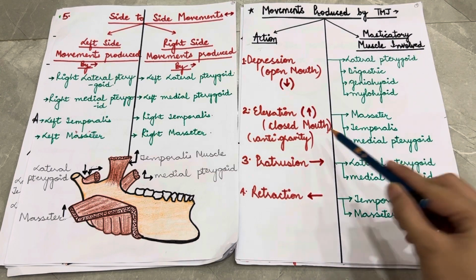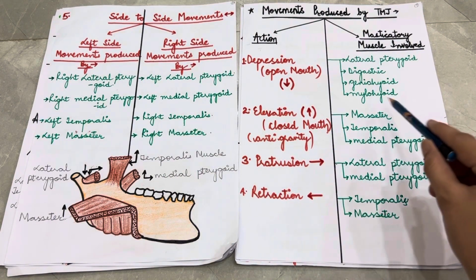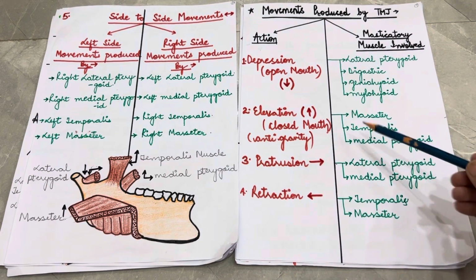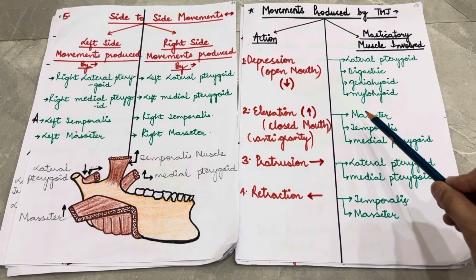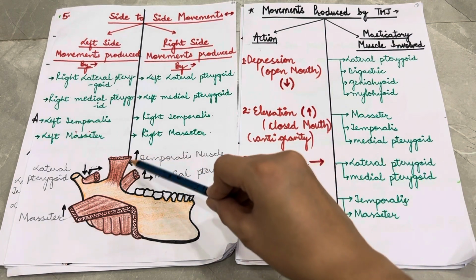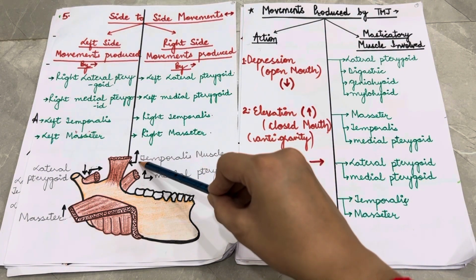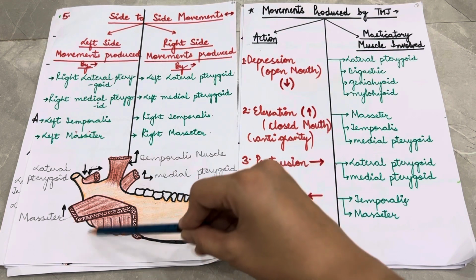Another is elevation, or closing of the mouth, and these muscles are also known as anti-gravity muscles because they apply force in closing the mandible. The muscles involved are the masseter, temporalis and medial pterygoid. If you can see over here, the temporalis is involved in closing the mouth, and so are the medial pterygoid and the masseter.